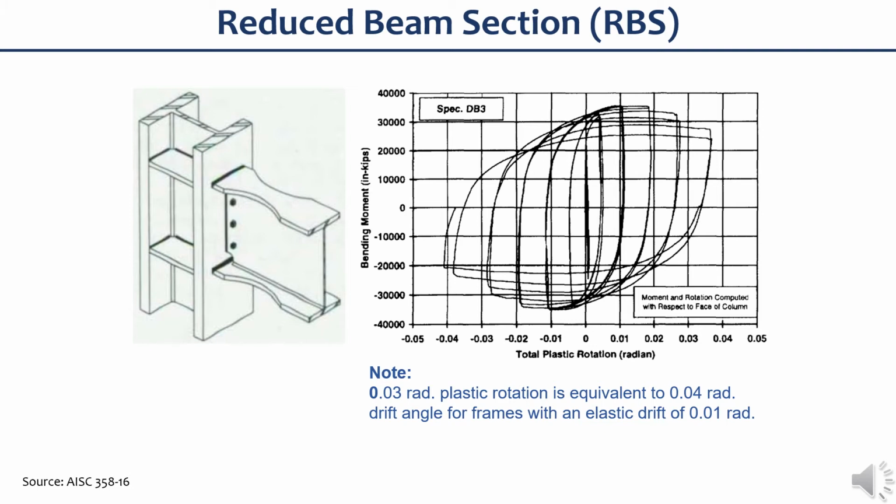Now, the hysteretic response curve on this slide shows that RBS developed at least 3% of plastic rotation, that is equivalent to the 4% story drift angle required by AISC 341. That is with the maximum moments at the face of the column that is greater than 80% of the plastic moment capacity of the beam.